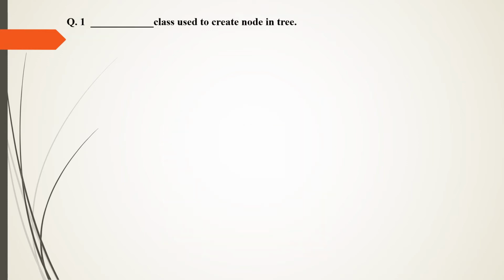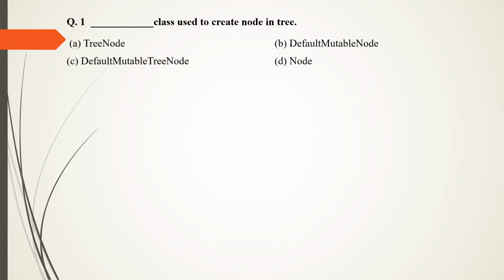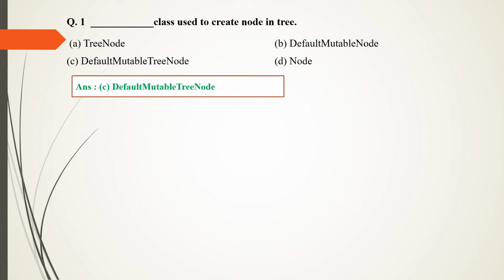Next we have some MCQs. First question is: dash dash class is used to create node in the tree. So options are TreeNode, second option DefaultMutableNode, third option DefaultMutableTreeNode, and last option none. So the answer of this question, as I many times said, is DefaultMutableTreeNode class is used to create node in the tree.